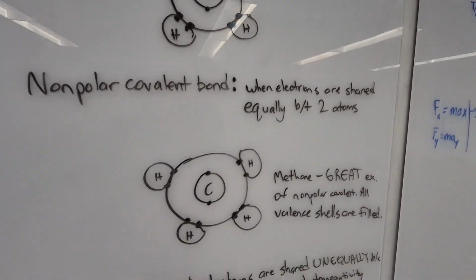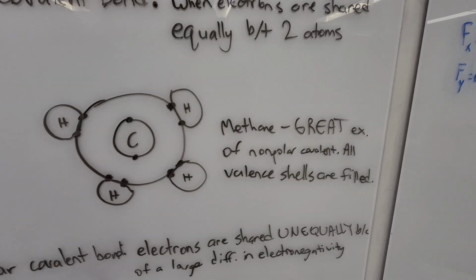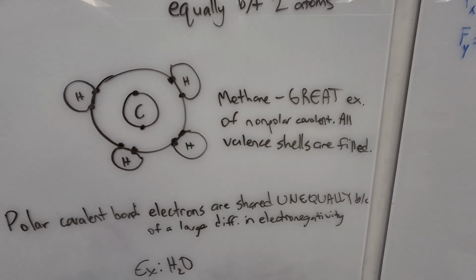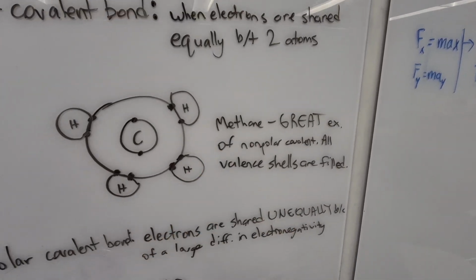A nonpolar covalent bond is when electrons are shared equally between 2 atoms. So same example as above. This molecule is actually called methane. Methane is a great example of a nonpolar covalent bond because, as we explained earlier, all valence electron shells are filled.